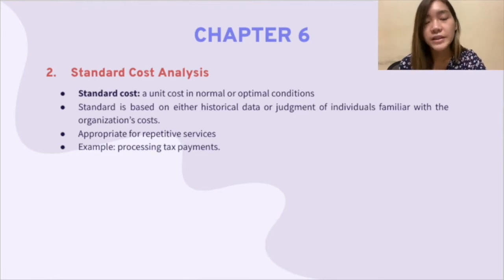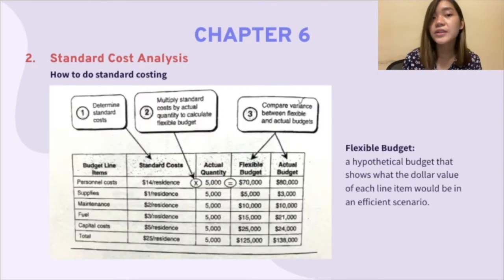In the government sector, standard costs are usually set by each individual government. The standard is based on either historical data or the judgment of individuals familiar with the organization's costs. Standard costing is appropriate with repetitive services such as tax payments, in which the work performed is the same for each unit of service. How to do the standard cost analysis?